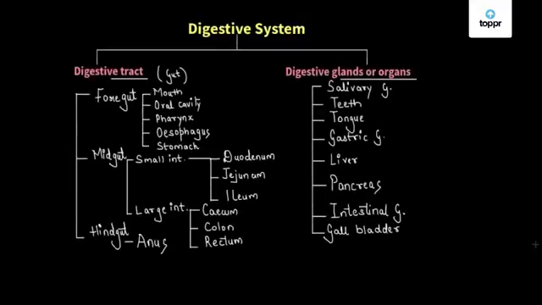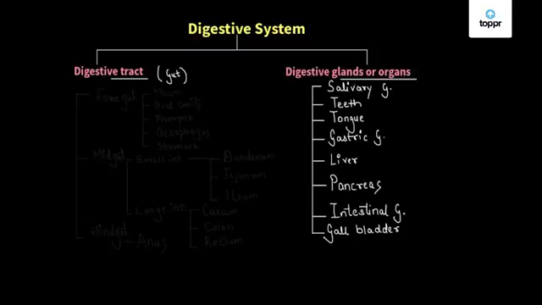The digestion occurs with the help of the digestive system. We have learnt that the digestive system mainly consists of two parts, the digestive tract and the digestive glands or organs. Now we have learned that the digestive tract contains various parts and we have seen their features as well. So in this lesson we shall cover the digestive glands or the organs.